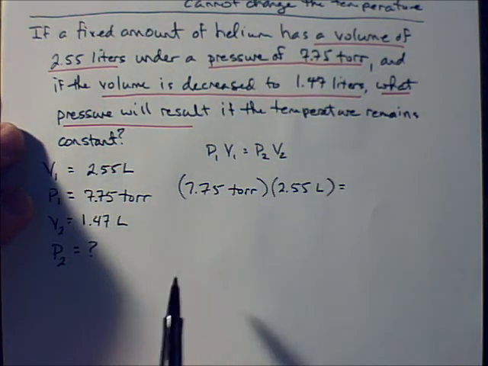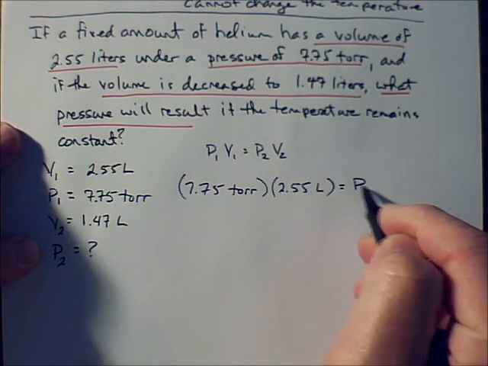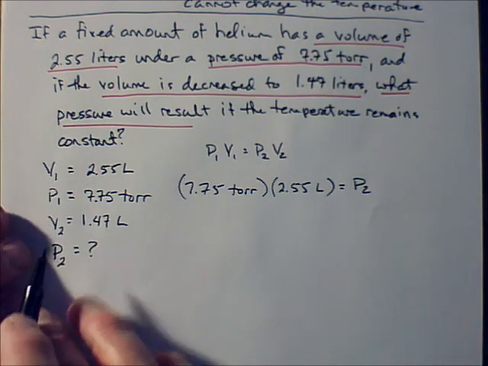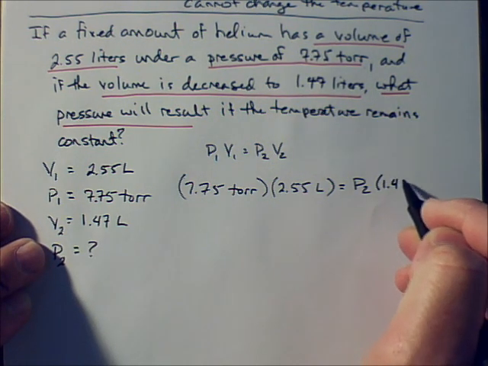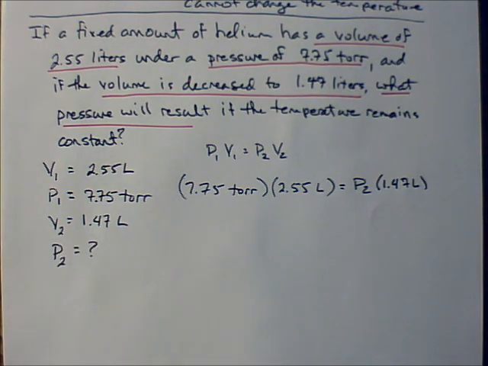And I got an equal sign here. On the other side, I don't know what P2 is, so I'm just going to write P2. So it's like an algebraic equation. It's exactly an algebraic equation. Boom! Okay? And so for V2, then we're going to write in 1.47 liters. That's why Algebra 2 is a prerequisite or co-requisite for this class.